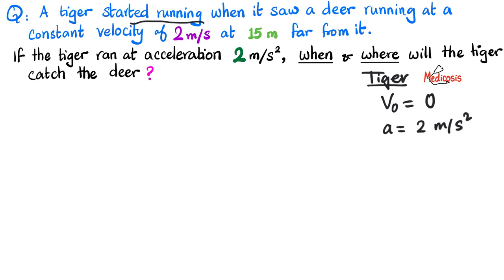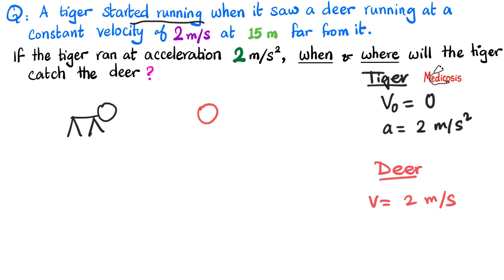Okay, what do I know about the deer? It is running at a constant velocity of 2 meters per second. And then they told me about the distance between the tiger and the deer. So let me draw the tiger. Okay, here is the tiger. And let me draw the deer in a red color. Okay, here is the deer. Beautiful horns. Amazing. What is the distance between the tiger and the deer? 15 meters. Let me write that down. From here to here, we have 15 meters. Let's call this small d, or D1.